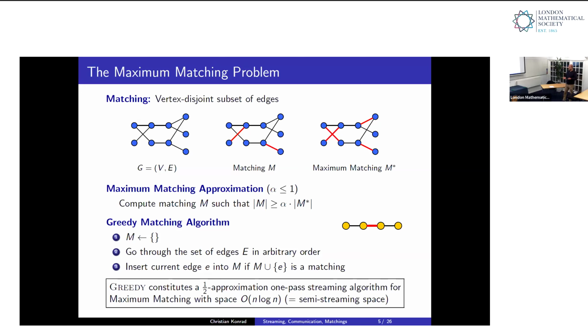So we have a baseline algorithm for computing matchings in the streaming setting in a single pass. It gives us a 1/2 approximation. It uses the space n log n. This is often referred to as a semi-streaming space regime. N log n, n poly log n is what we typically want to spend in terms of space for our algorithms.